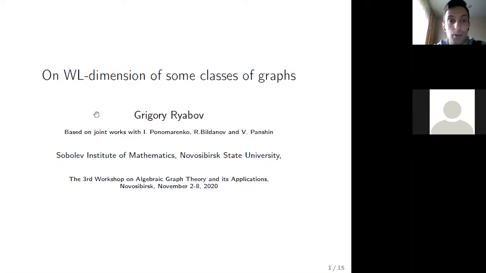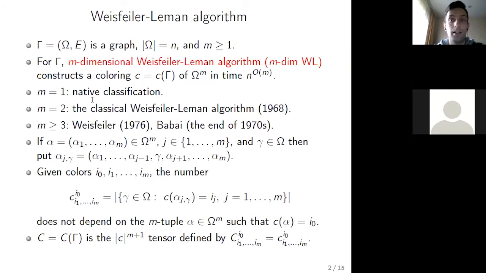Today I would like to talk on Weisfeiler-Leman dimension of some classes of graphs. On the one hand, this talk continues two previous talks, and part of the results was obtained during our summer school with Ravil and Victor. On the other hand, the talk is based on joint work with Ilya Ponomarenko, who attracted our attention to the topic. So let's start with the Weisfeiler-Leman algorithm.